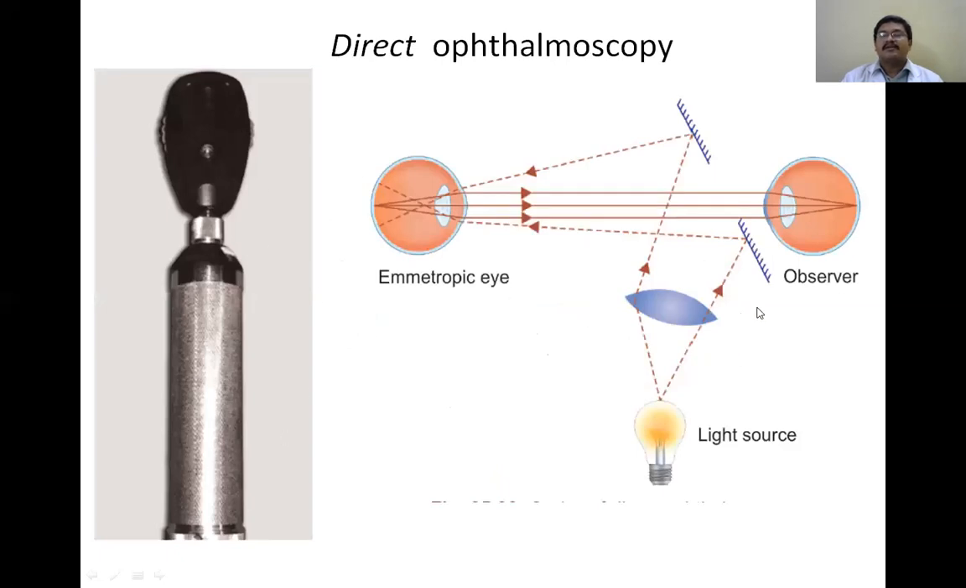This is the emmetropic eye, this is the observer's eye, and this is the light source. This is how the principle of the direct ophthalmoscope works.